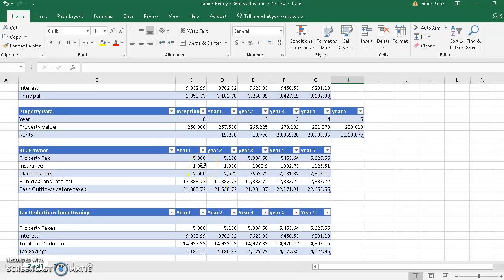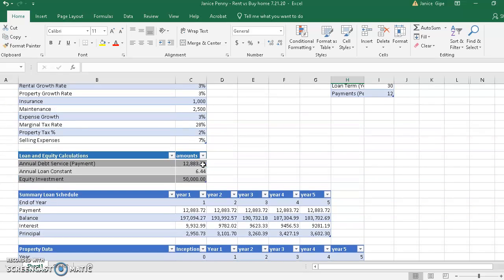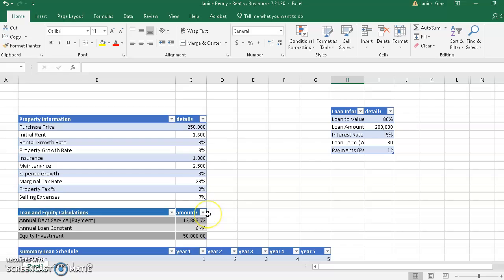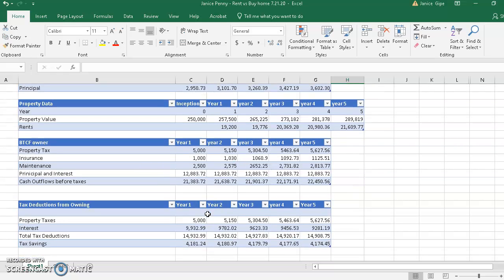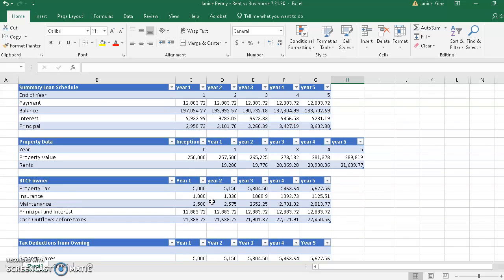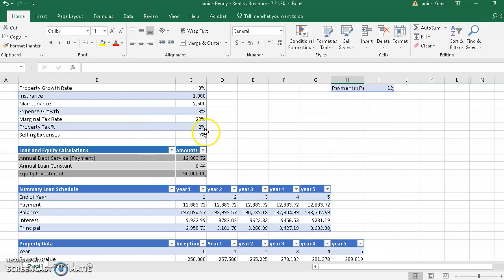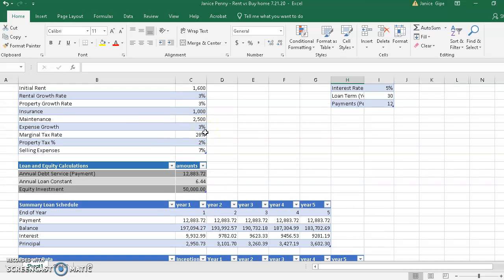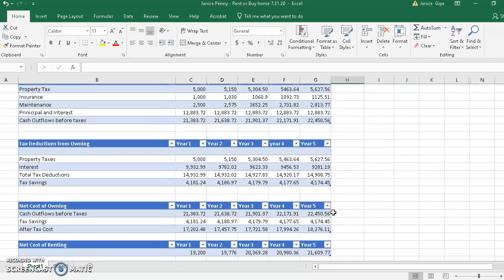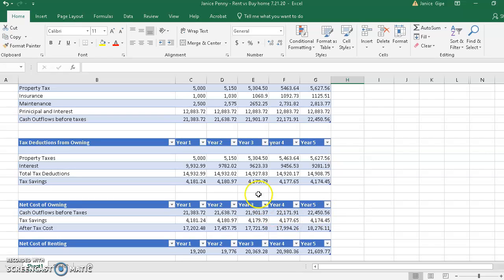property tax as well increased. With that you have a 3% increase because you have an expense growth rate of 3% per year, so you do the same thing. Your initial property tax is $5,000, which was taken from property tax of 2% on $250,000, and then each year you increase it by 3% based on whatever the current property tax number was.